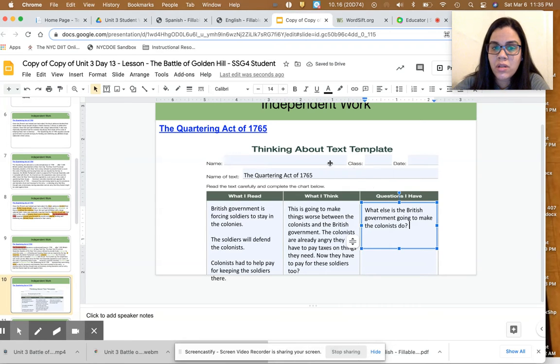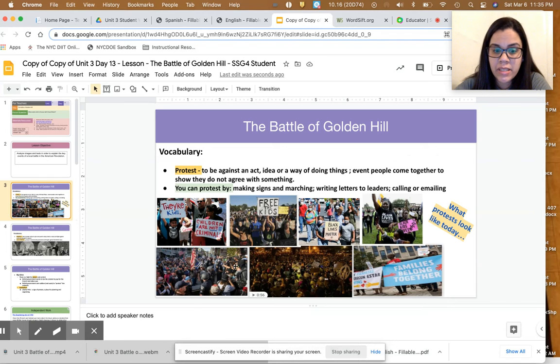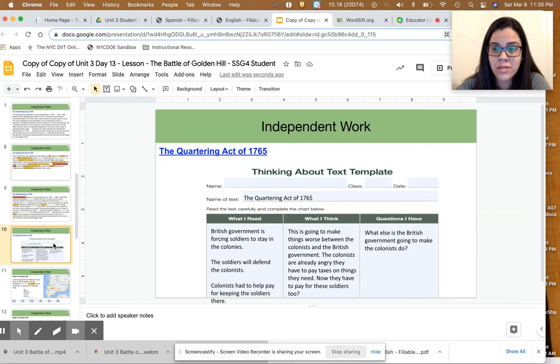I know that I saw pictures of protesting and fighting, but I think things might get really, really bad. I don't think they're going to be protesting like we see here, right? People marching with signs. I think it's going to get really violent because the colonists have had it, right?